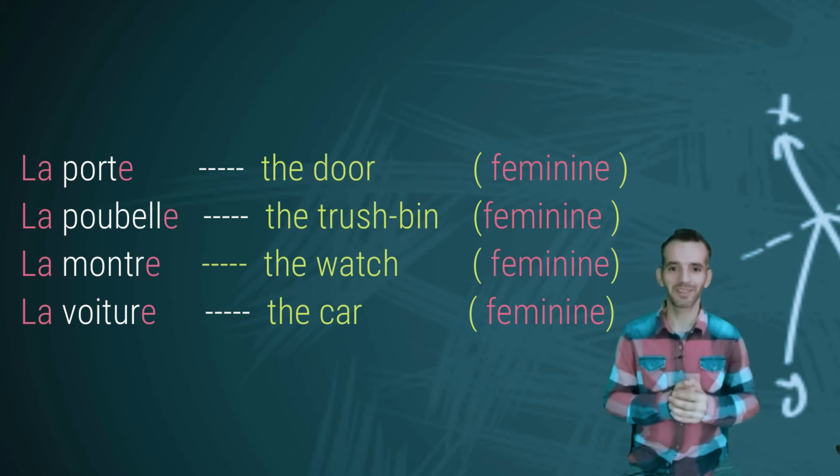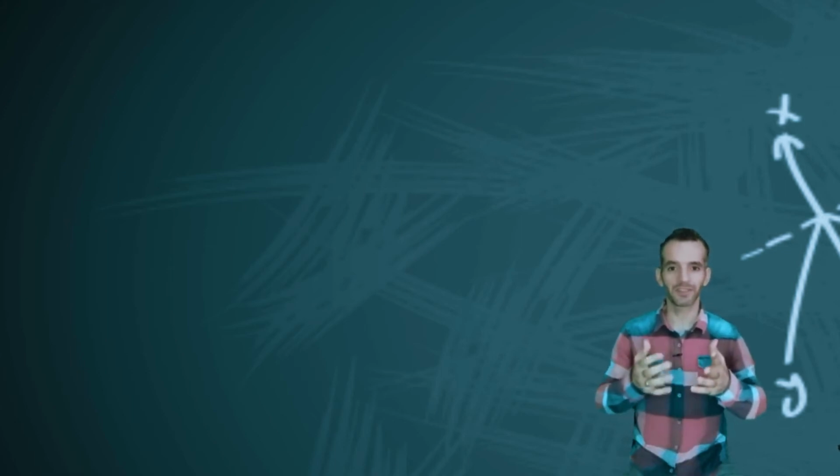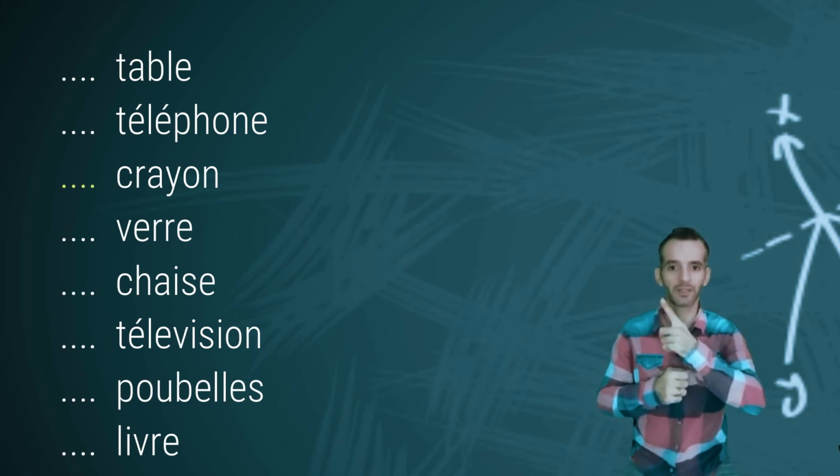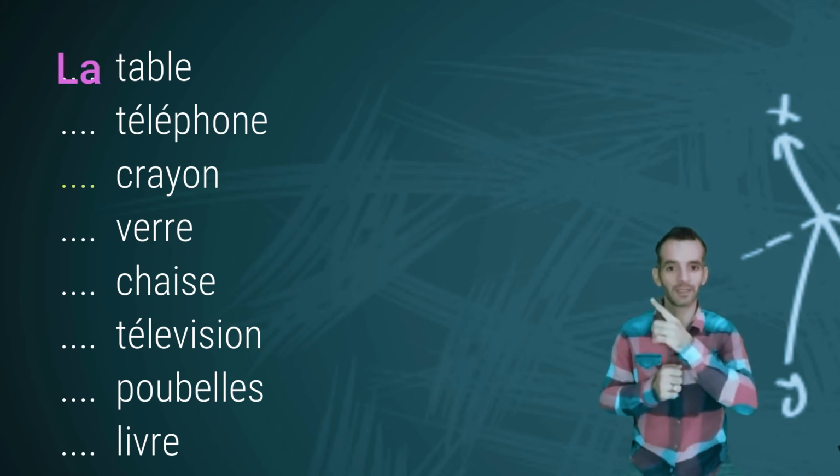It's time to practice now. Let's have a look at the following examples. Please try to answer with the right definite article: le, la, l', or les. The first word is table, the table. Since the ending is e, we are going to answer la table. Repeat please. La table.